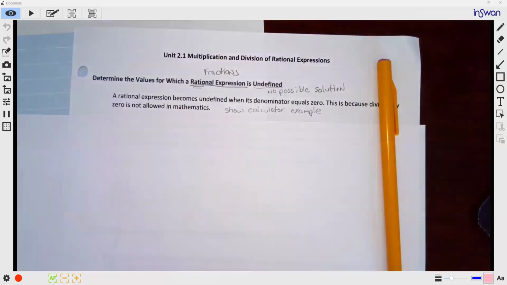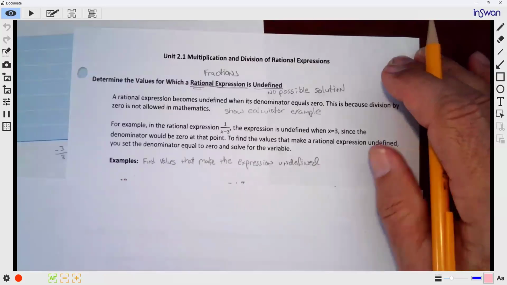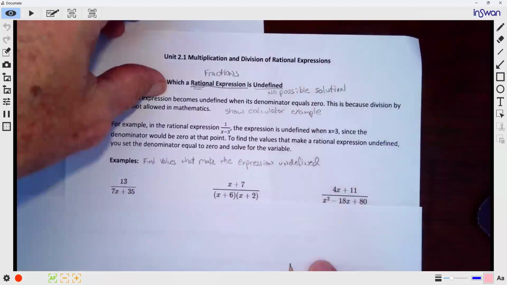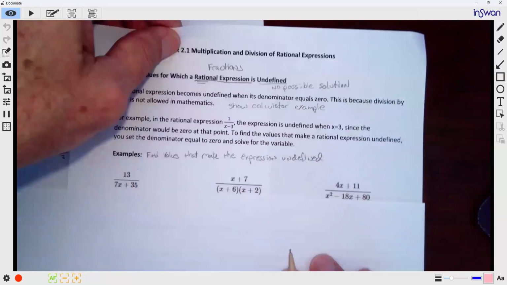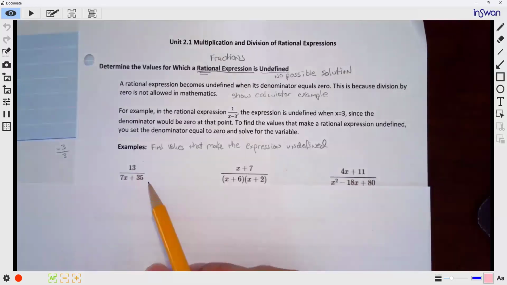So we have to protect against the possibility of dividing by 0 in any math problem. If it's in a computer, the computer will crash. It cannot handle division by 0 because it does not exist. So what we do is very simple. If the question is to find the values that make the expression undefined, all we're worried about is what values create a 0 in a denominator. All you have to do is set the denominator equal to 0 and solve it.